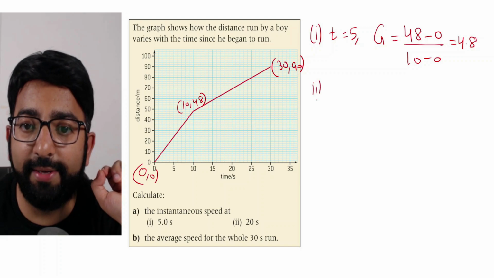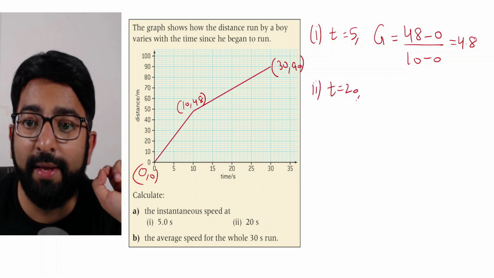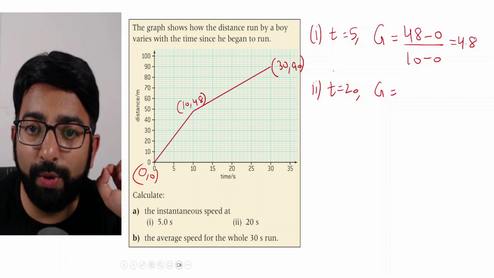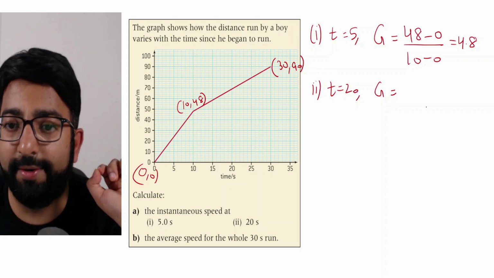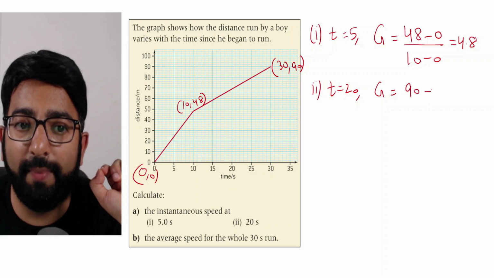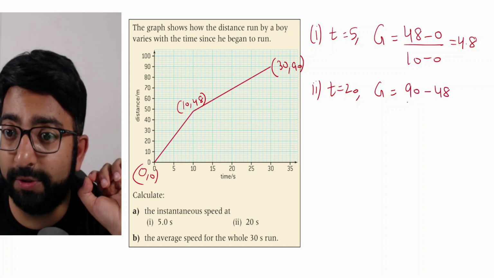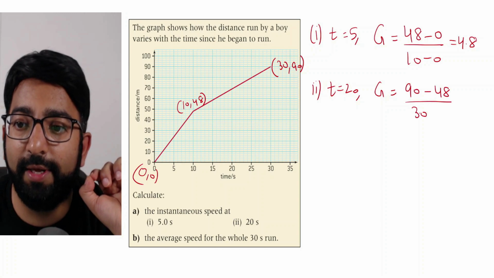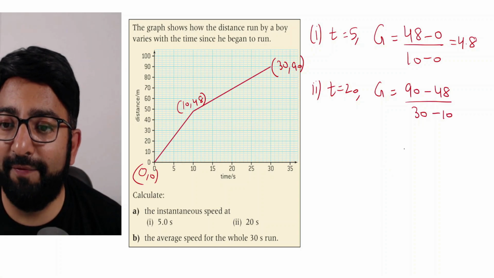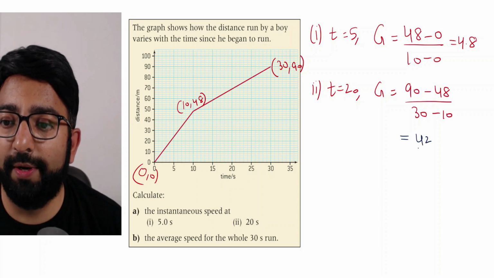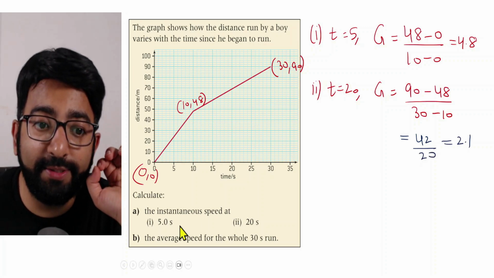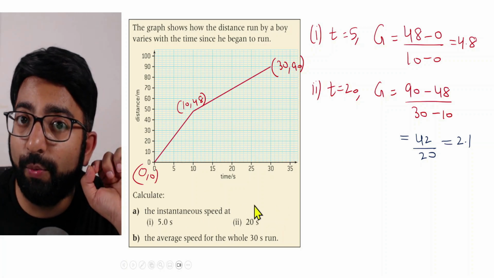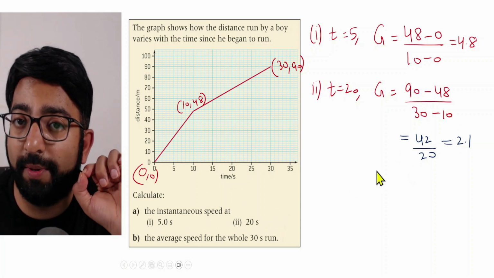So in the second case, when the time is 20 seconds, let's figure out the gradient. So it will be 90 minus 48 divided by 30 minus 10. So let's write it down. 90 minus 48, so this is y2 minus y1, divided by 30 minus 10. And if we simplify this, we will get 42 divided by 20, which is equal to 2.1. That means the value of instantaneous speed at 20 seconds will be 2.1 meters per second.